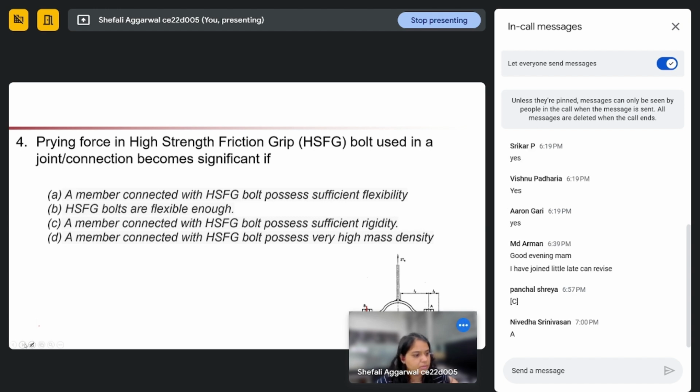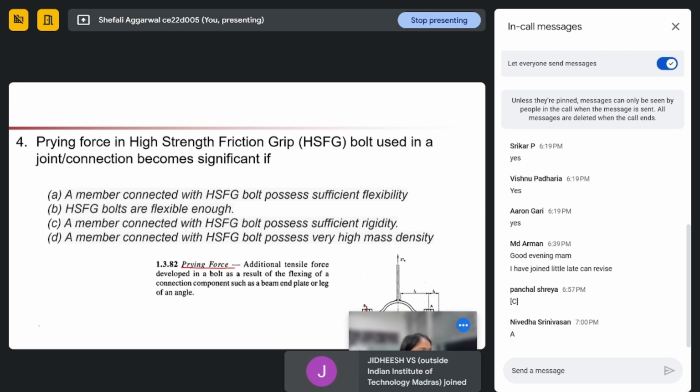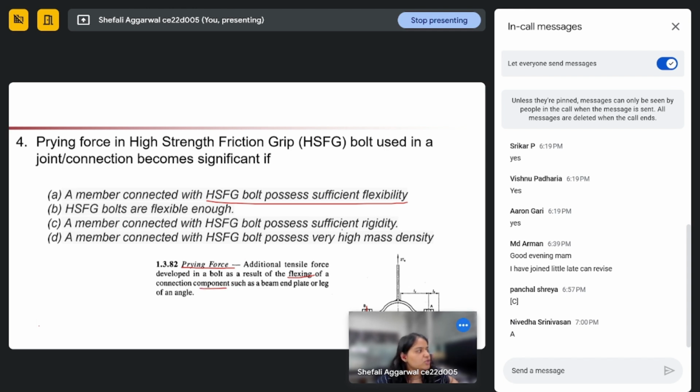A. Okay, correct answer. So in IS 800, this is the definition of prying force, which is given as additional tensile force developed in bolt as a result of flexing of connection components such as beam and plate of end plate or leg of an angle. So when our bolt is possessing flexibility, flexing of our connection component, here our component is bolt. So when our bolt has sufficient flexibility, that time we can say our prying force is significant enough. Okay, significant enough. Sorry.